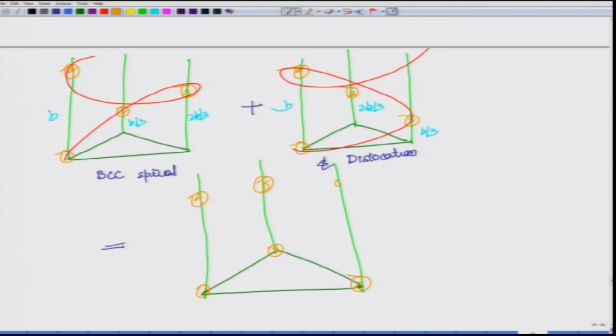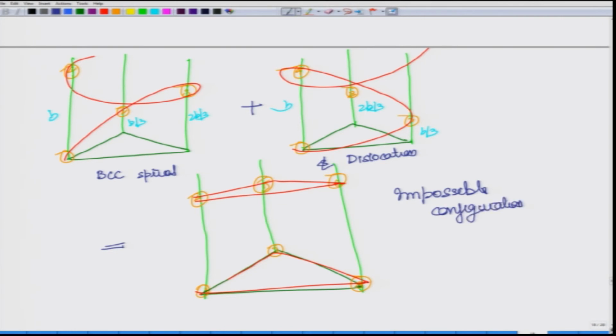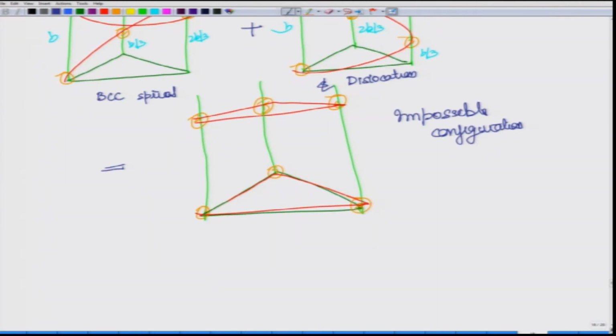So, there is no more spiral actually, and all the atoms have formed in one plane, all the atoms would be on one plane. This is not possible that all the atoms are like this for all of the structure. So, this is an impossible configuration. So, what I have shown you is that the dislocation cannot go at all places inside a BCC. So, that is the bottom line.